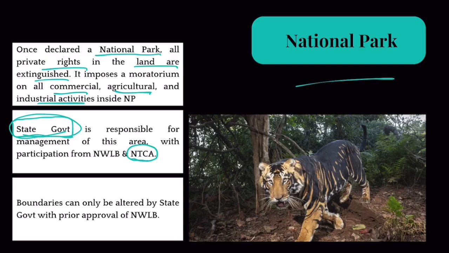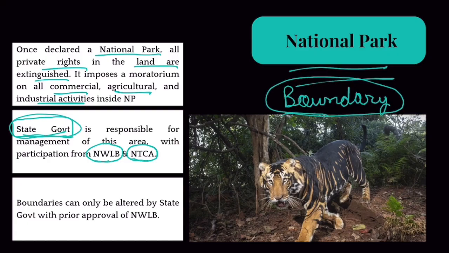Similarly, there are some other protected species. For them, state government would also require participation from National Wildlife Board. Clear? Now, state government decides which area will be a national park, and state government also decides the boundary of that national park. Okay, but once a national park has been declared, then the state cannot alter the boundary of that national park without the approval of National Wildlife Board. So for changing the boundary of this national park, approval of National Wildlife Board is required. Clear? So these are some of the facts that you should know about national parks.